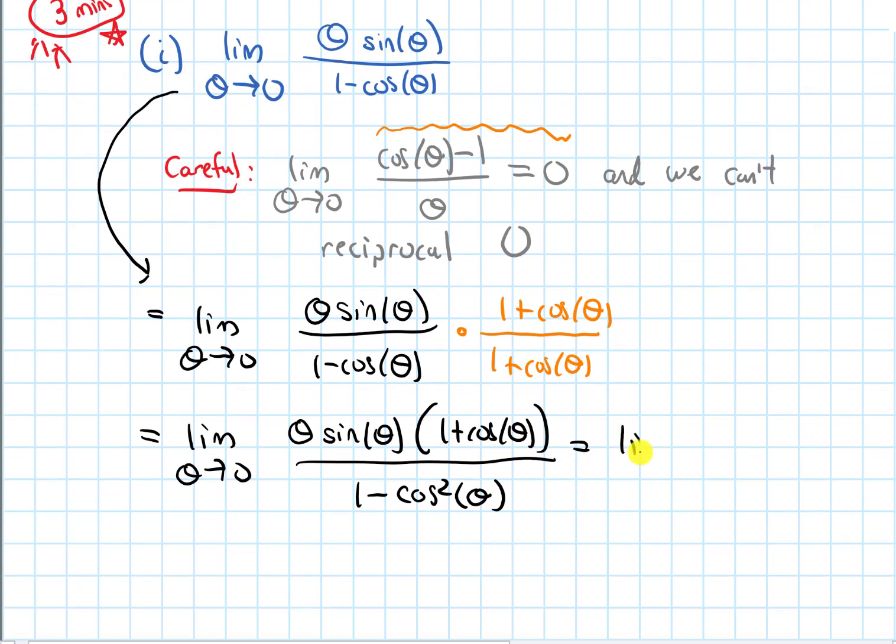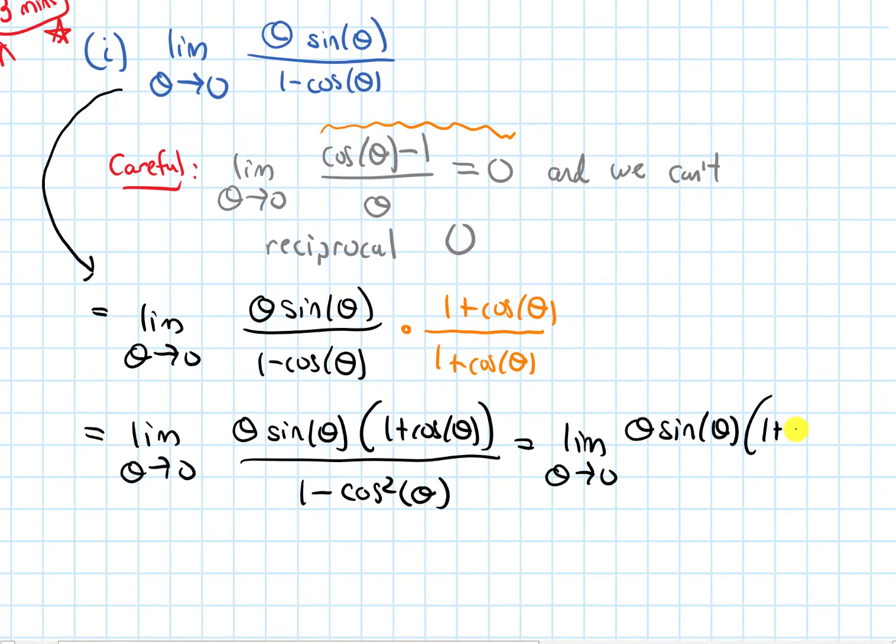Okay, I'm seeing a trig identity. So this is the limit as theta goes to 0 of theta sine theta times 1 plus cosine theta. And then over the 1 minus cosine squared on the bottom, well, that is sine squared theta. It comes from a trig identity. Okay, so I can do some nice cancellation. One of the sines on top can cancel one of the sines on the bottom. So I'm left with sine theta on the bottom.